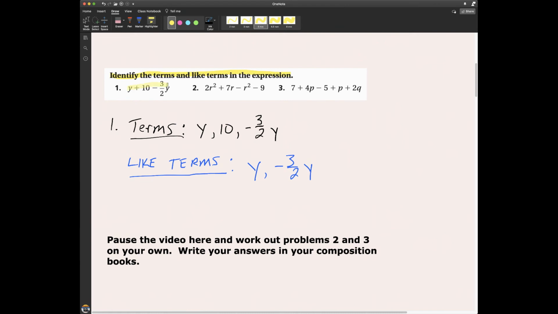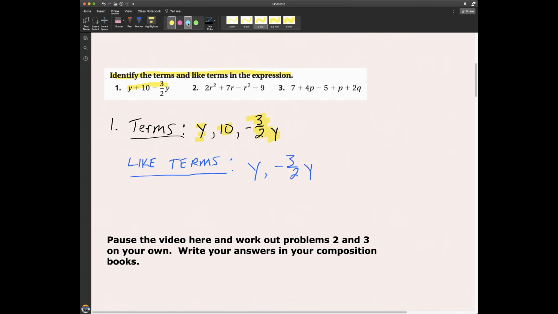And how do you say this expression? To say this expression, you basically read it from left to right. It is y plus 10 minus 3/2 y. So if I want to write down the terms, I just do that here and I separate them with a comma.